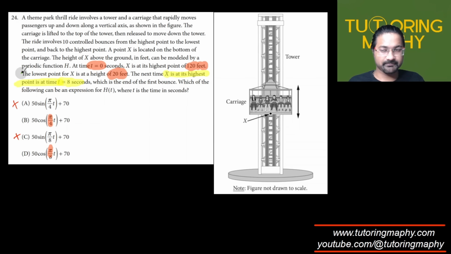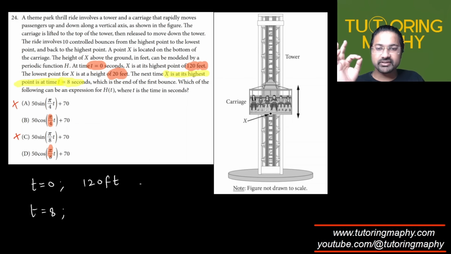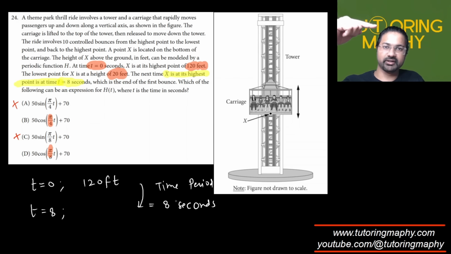that the next time X is at the highest point is at t equal to 8, which means that if we put t equal to 0, it shows 120 feet. Right at the next time when we are expecting it to have a maximum, that is t equal to 8, which means that its time period is 8 seconds. Obviously, it makes 100% sense because it is maximum here at t equal to 0. Then it takes a ride like this, and then it is maximum once again right at this point. And this happens after 8 seconds.